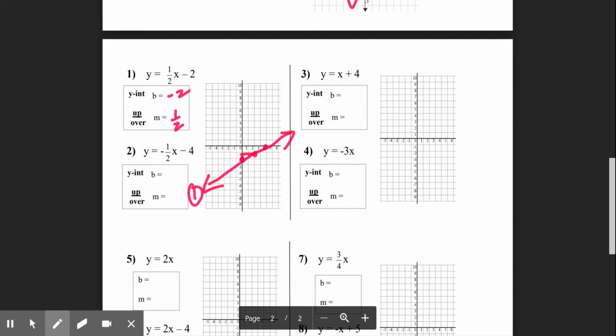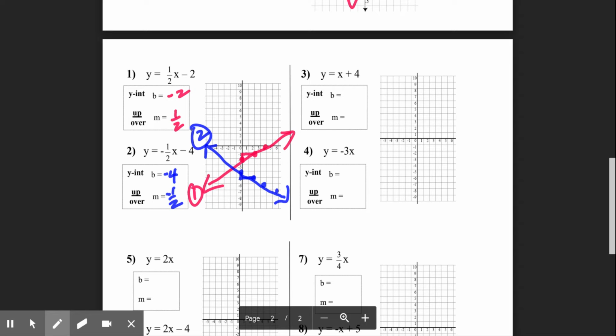On problem 2, our b is -4. That's where we begin, so it'd be -4 right here. And your slope is -1/2. So I'm going to go down 1, right 2. Down 1, right 2. And you can keep going if you want, down 1, right 2. So the line would look like this. So this is problem number 2.